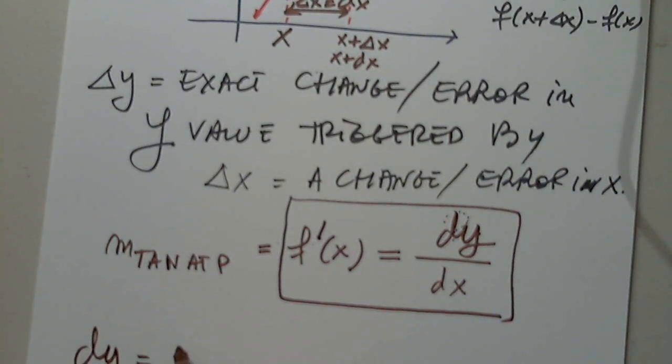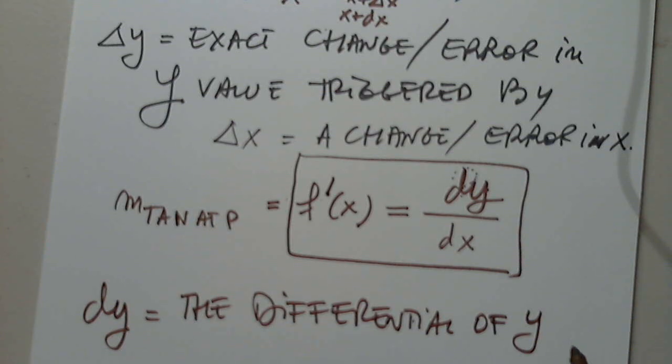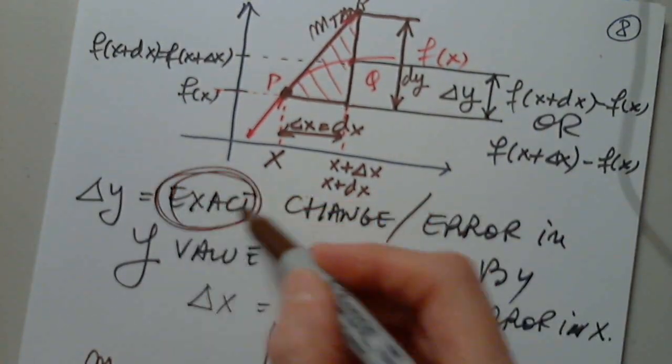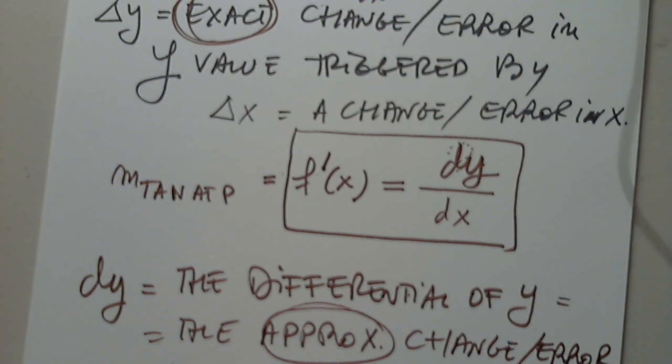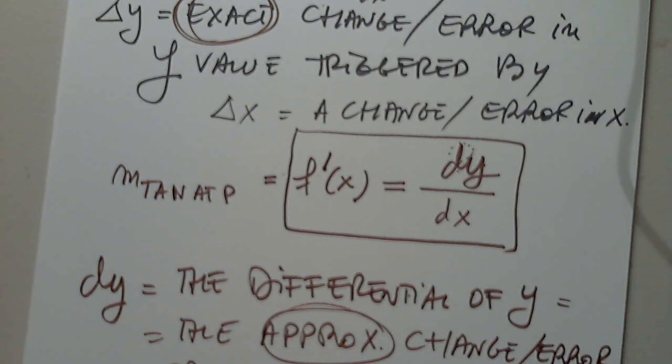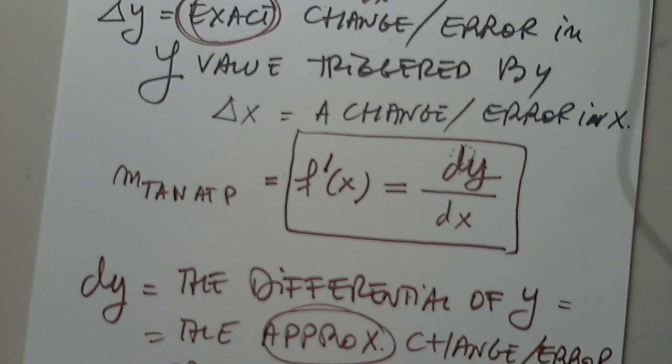Dy is the differential of y. What does it mean? The approximate change, not the exact. The approximate change or error triggered by delta x or dx in the function, in the y value.